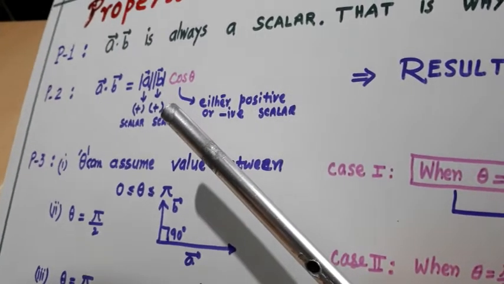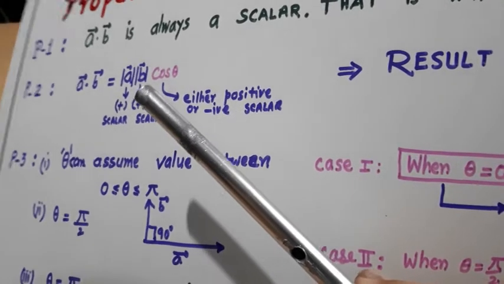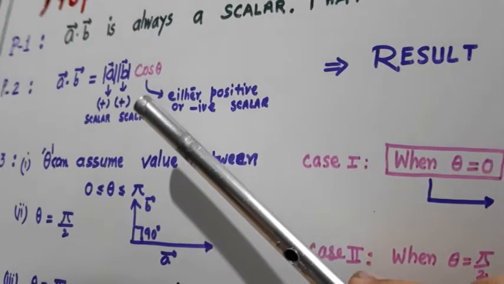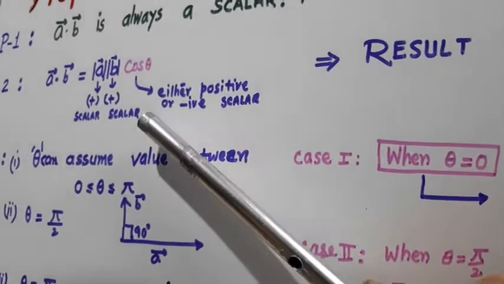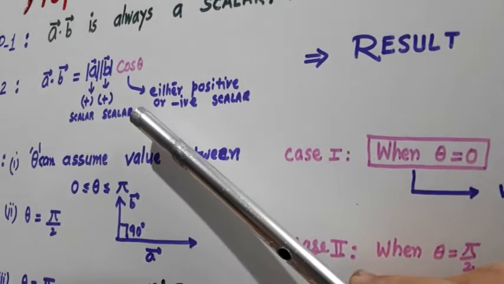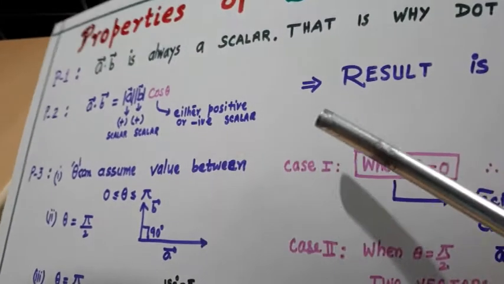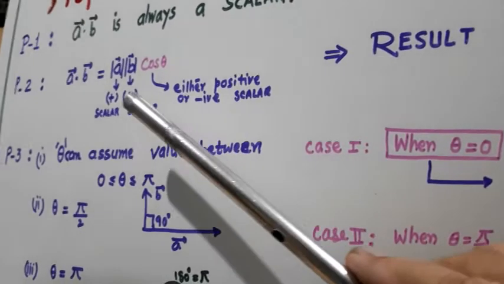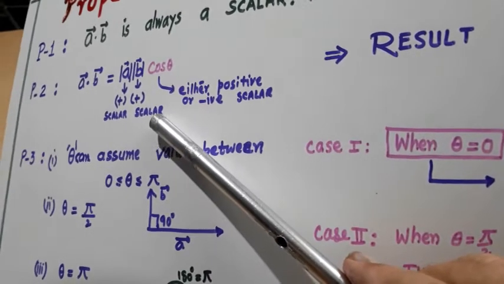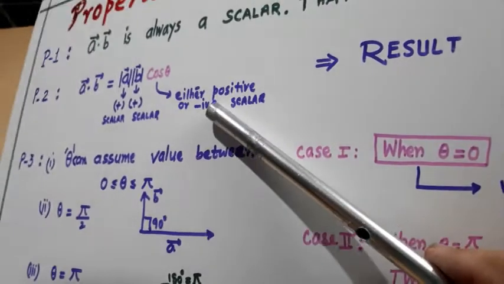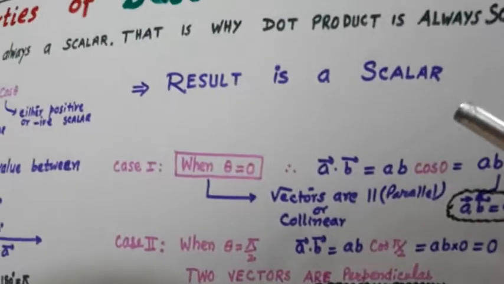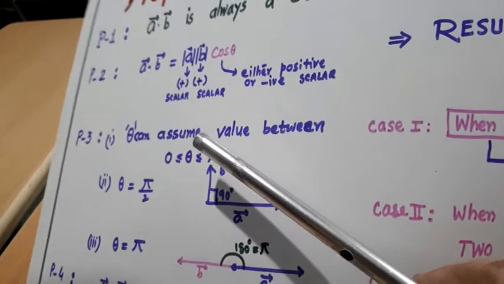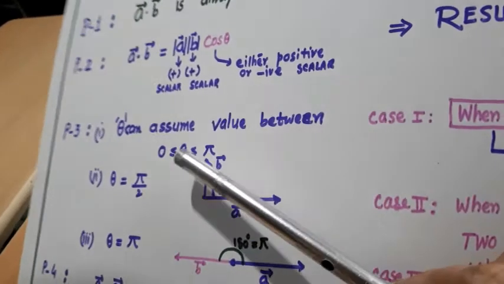A dot B is equal to magnitude of A into magnitude of B cos theta. Cos theta can be either positive or negative, but magnitude is always positive. So the result is a number, a scalar. It can be positive or negative. That way the result will be a real number. Now another property: theta can assume values between 0 and pi.